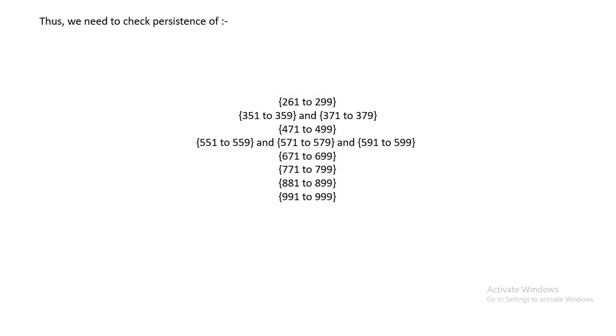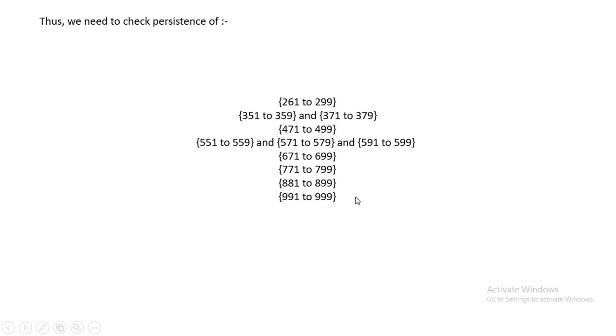Now, what range do we need to check? 261 to 299, 351 to 359, and 371 to 379, 471 to 499, 551 to 559, 571 to 579, 591 to 599. This is because we have omitted the even part. 671 to 699, 771 to 799, 881 to 899, 991 to 999. Still, there are a lot of numbers.